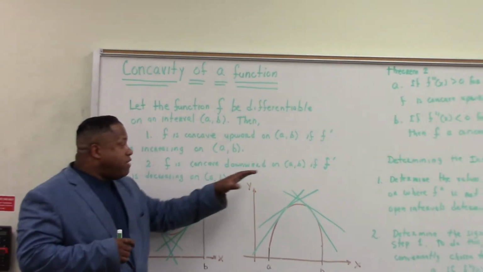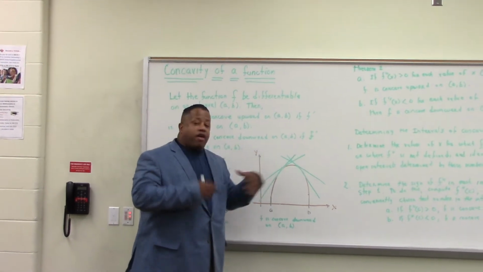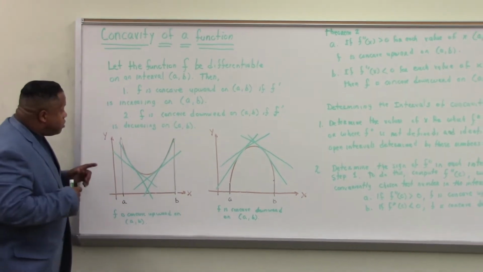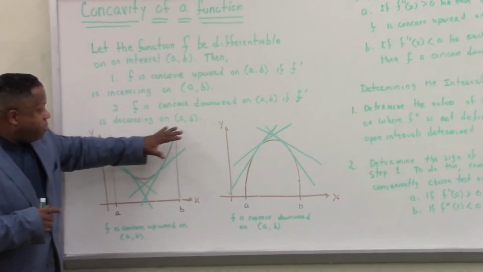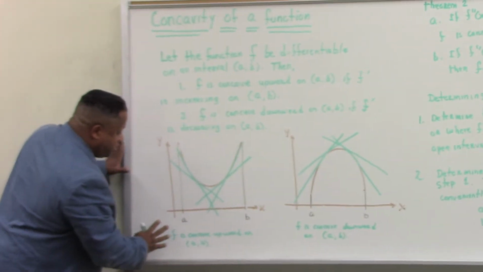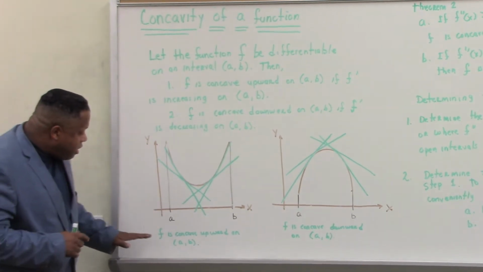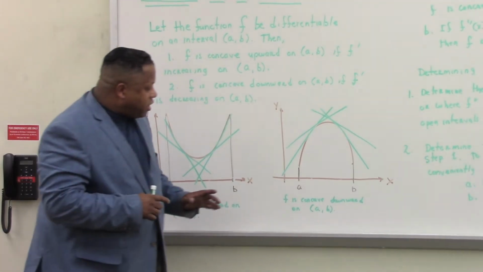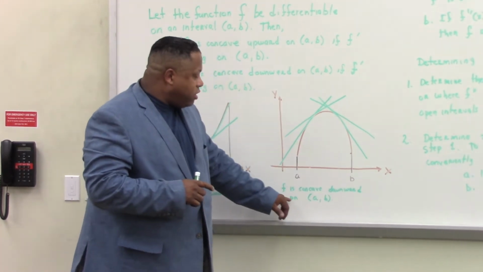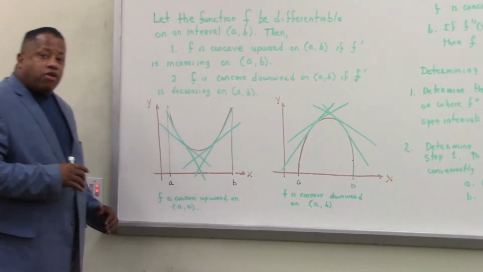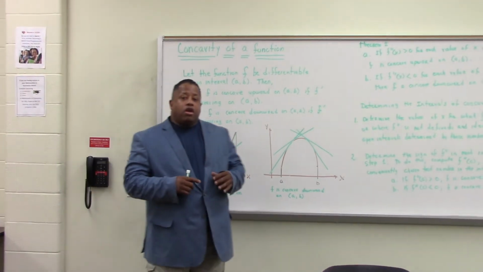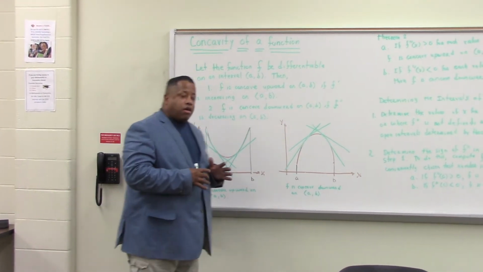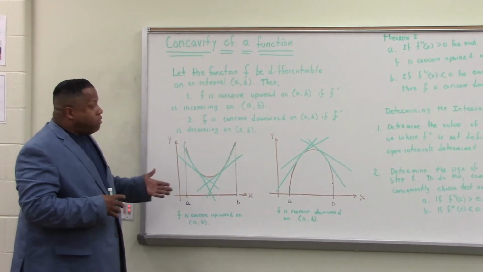Number two, f is concave downward on the interval AB if f prime, which is the first derivative of the function, is decreasing on AB. Down here, we see some pictures of f being concave upward on the interval AB, and f being concave downward on the interval AB. Feel free to stop the video and repeat it, copy down notes, and take your time to understand what we're explaining here.